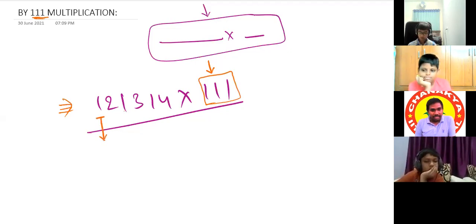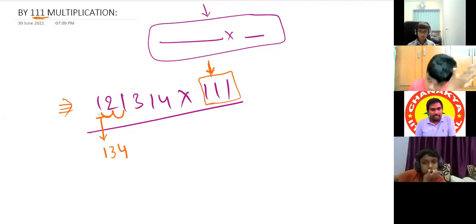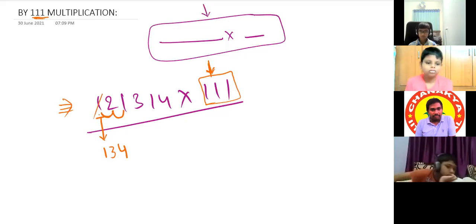Okay. First, take one as it is. Because there are 3 ones, we have to add 3 digits at a time. But before going to 3 digits at a time, first take 1 digit, then 2 digits, later come to 3 digits. Okay. So first take 1 as it is. Next, 1 plus 2 is 3. And again from 1 only, 1 plus 2 plus 1 is 4. Okay, 4.